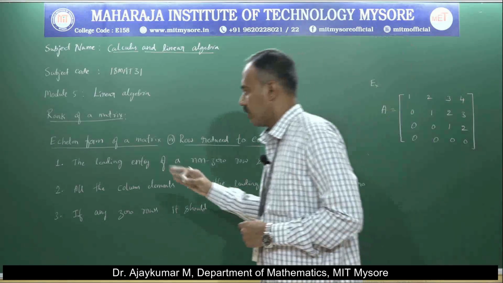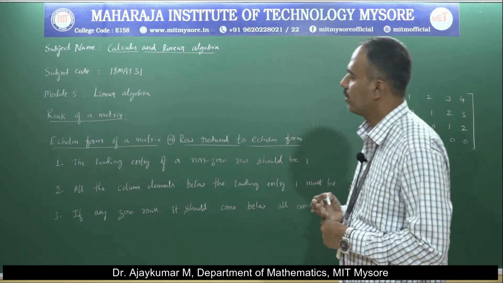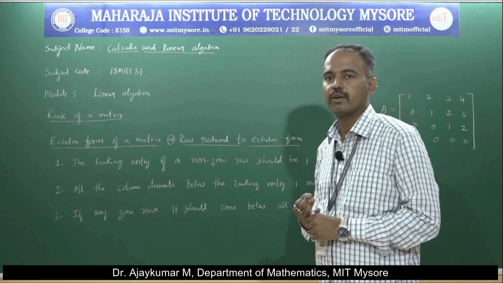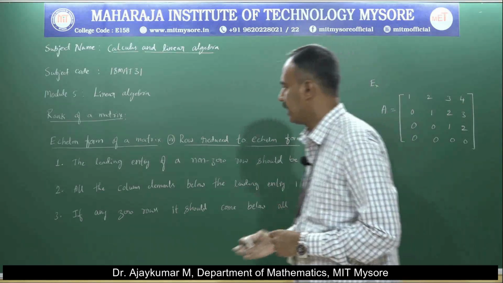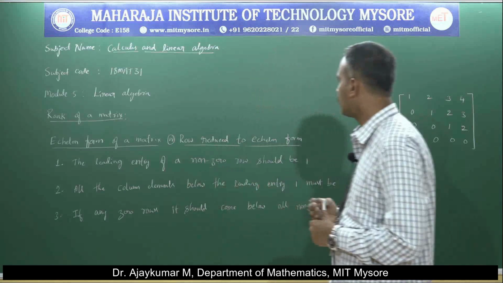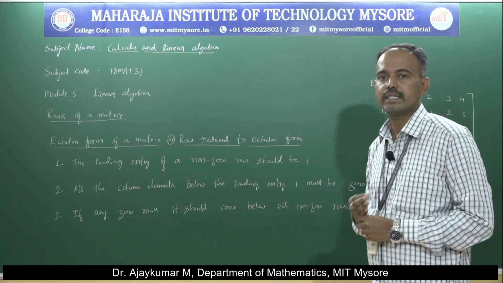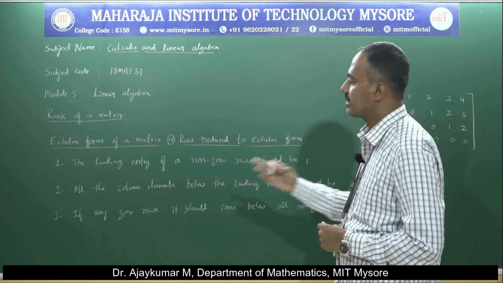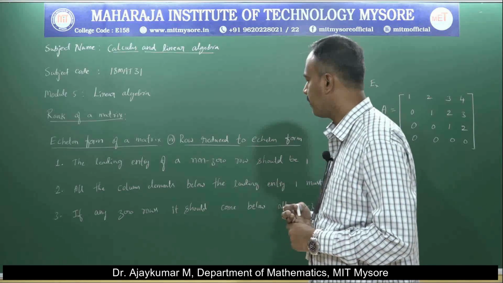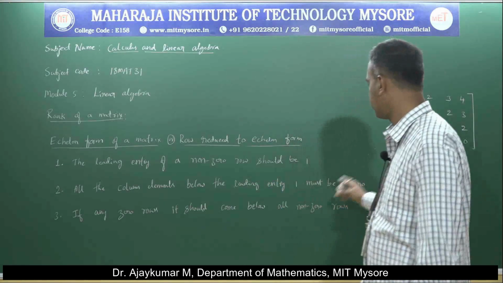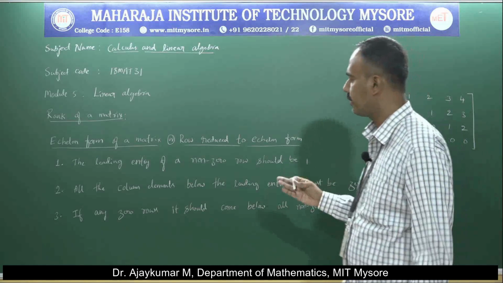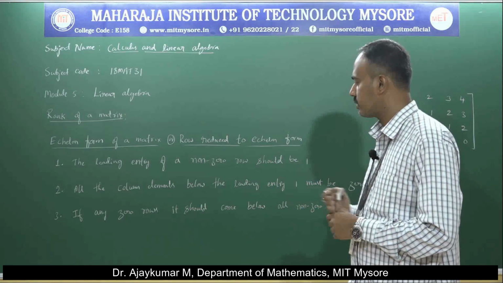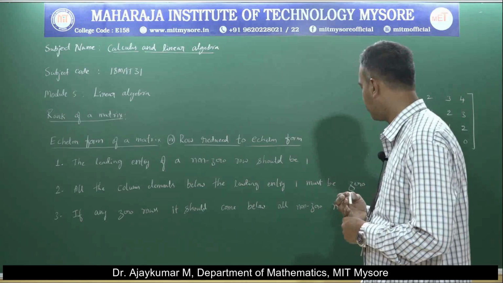Let A be a matrix which satisfies the following properties. First, the leading entry of a non-zero row should be 1. Second, all the column elements below the leading entry 1 must be 0. Another one: if there are any zero rows, they should come below all non-zero rows.